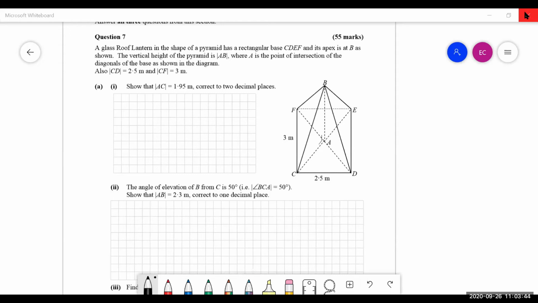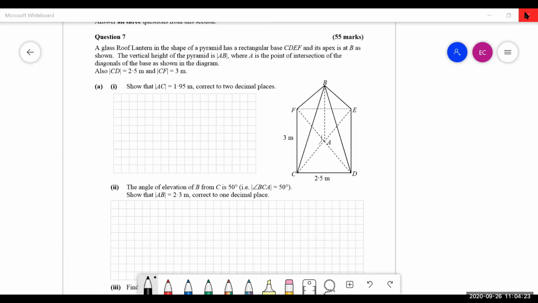But by implication, as it's a rectangular base, EF is going to be 2.5 meters, and DE is going to be 3 meters. So that's important. The first part of the question: show that AC equals 1.95 meters, correct to 2 decimal places. Again, the importance of reading exactly what's been asked. So we need to work to 2 decimal places.